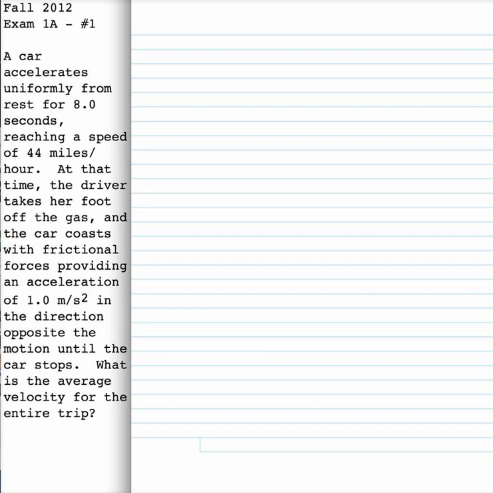Okay, for starters, I want to make sure everything in this problem is in MKS units. So I'm going to convert 44 miles per hour into meters per second. Do that by multiplying by 1 hour or 3,600 seconds, and 1,609 meters over 1 mile. That leaves me with 19.67 meters per second for the car's final velocity in part 1.